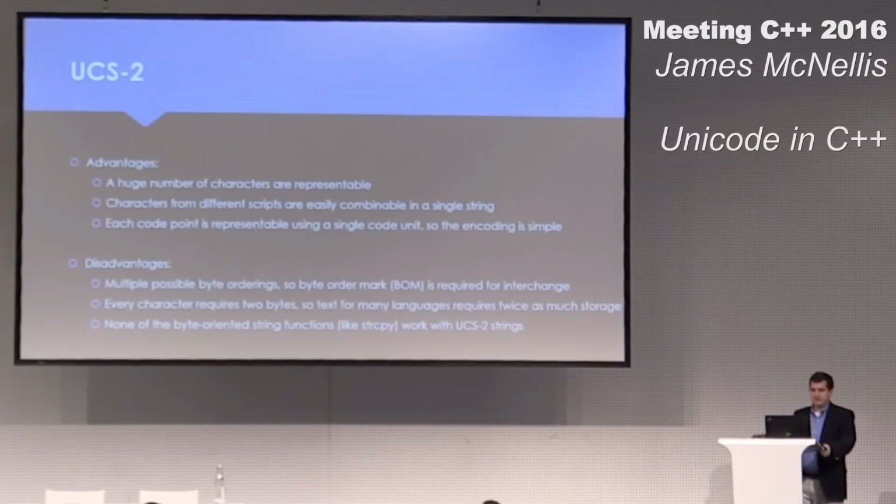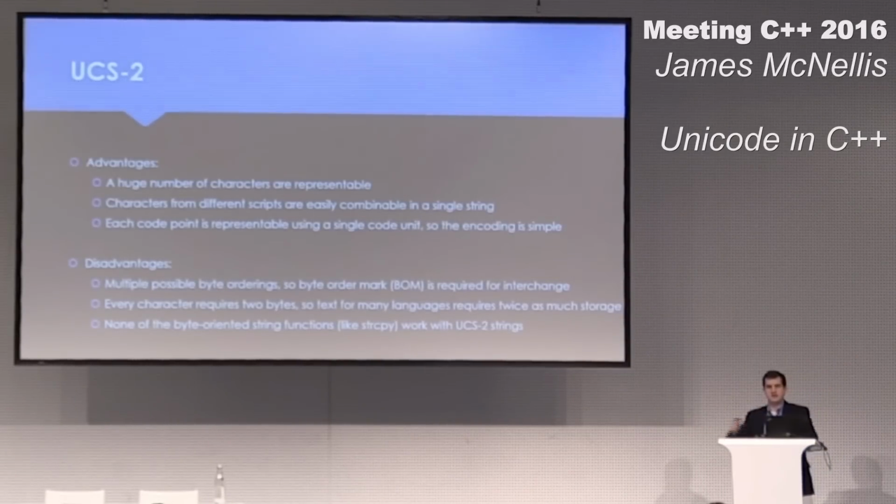So, advantages of UCS2. A huge number of characters are represented, right? 65,000 characters, again, that's so many more than 256. Characters from different scripts are easily combinable into a single string, so we could not do that with the legacy single byte or variable length encodings because you needed different encodings to encode different scripts. Each code point is representable using a single code unit, so the encoding is still simple. You can still iterate over the 16-bit elements, and each element is going to be a single character.